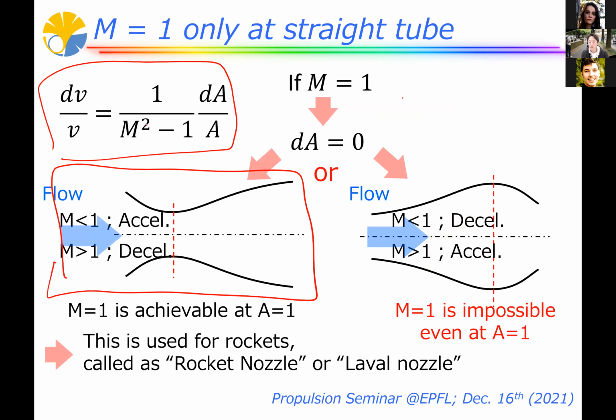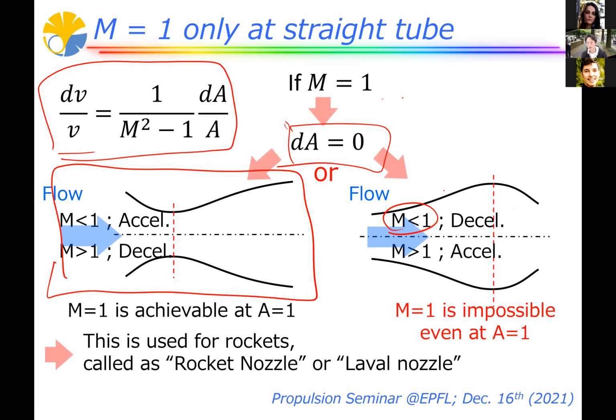So from this equation, if you substitute M equal 1, you will find that dA should be 0. This means straight tube area. And the straight tube area can be attained by 2 configurations, left and right. But in the case of the right case, if flow coming from the left with M less than 1, it will be decelerated. Then velocity becomes slower, then M is not reaching to the 1.